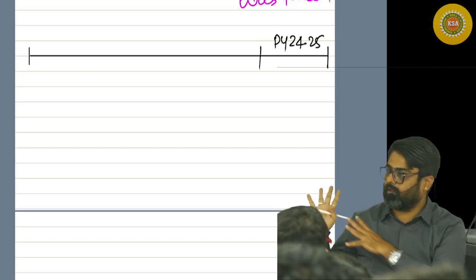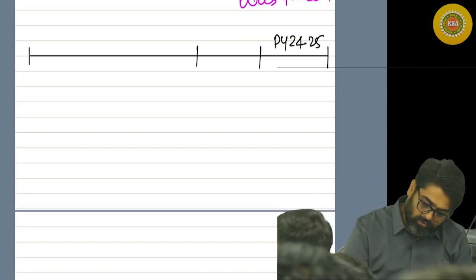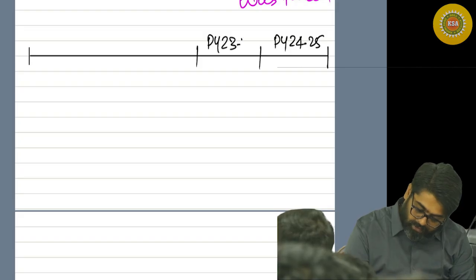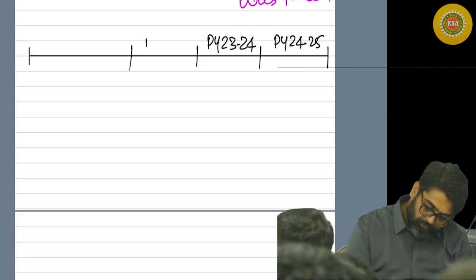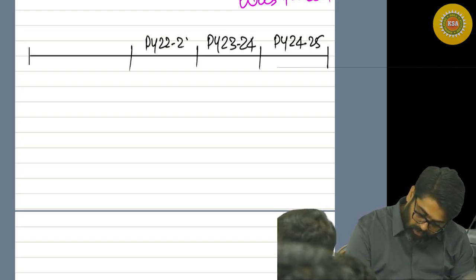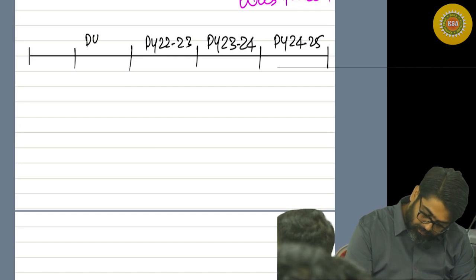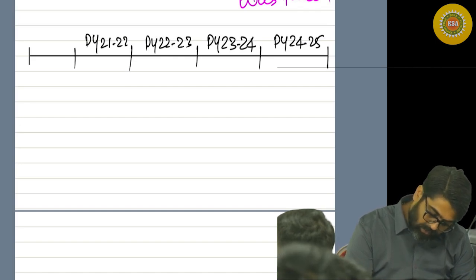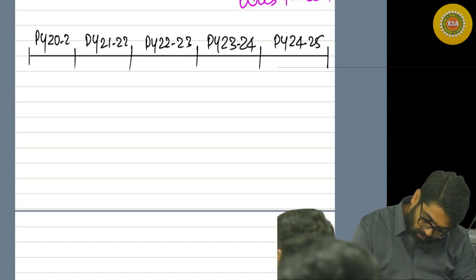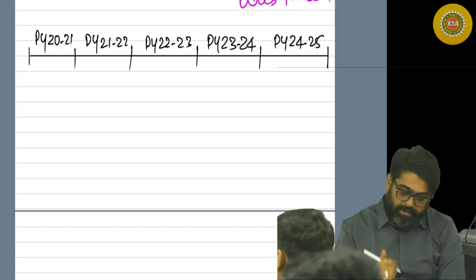This is our previous year, 24-25. Prior to this, 23-24. Prior to that, 22. And prior to that, 21-22. And prior to that, 2021. Yes or no? Now pay attention.